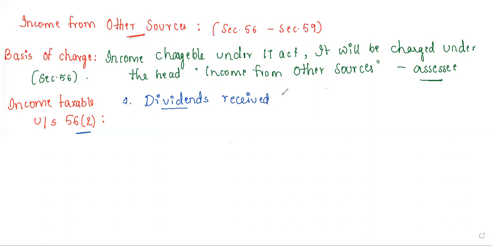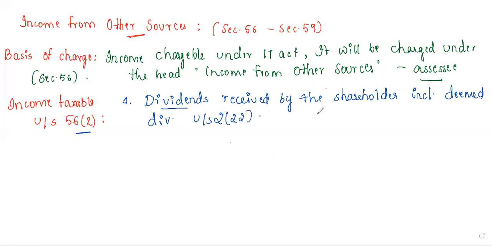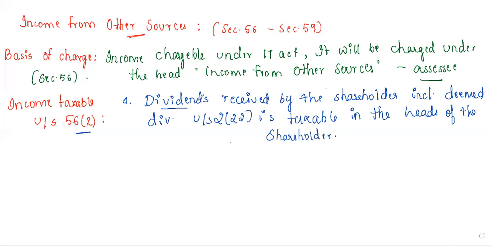Dividends received by the shareholder, including deemed dividend under section 2 subsection 22, is taxable in the hands of the shareholder. So what they're telling is, whatever dividends you are going to get, if received by any shareholder, we are going to include that as a deemed dividend because the shareholder is receiving that dividend. So under this section, it will be taxable in the hands of the shareholder, under the head income from other sources.